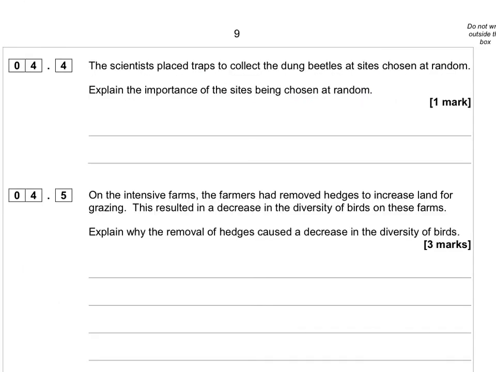Question 4.4, it says the scientists placed traps to collect the dung beetles at sites chosen at random. And it says explain the importance of the sites being chosen at random. Well, very simply, there is no bias. That's all it's looking for. So no bias in the sampling. That's all you need to put.